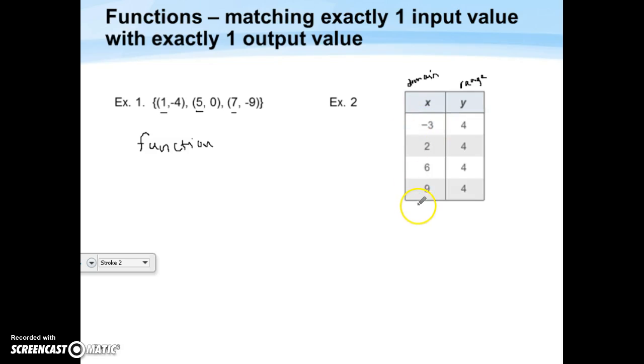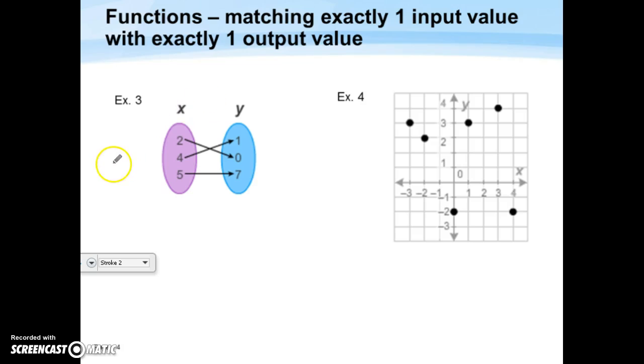Okay, so the x values just have to be different, and they have to match up with only one range value. If, for example, in my table, if I extended this down, and I had -3 again, but instead I had 0, this would be where it would no longer be a function, because at one point I put in -3 and got out 4, and then you try it again, put in -3 and I got out 0. This would be a case where it's not a function. Okay, so you have to put in the same x value, and you should get the same y value every time you put that value in.